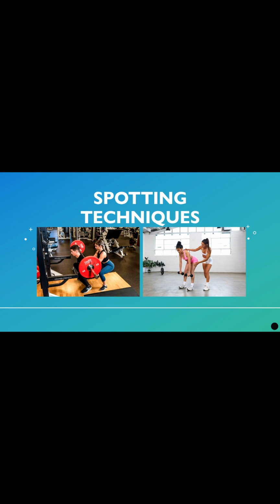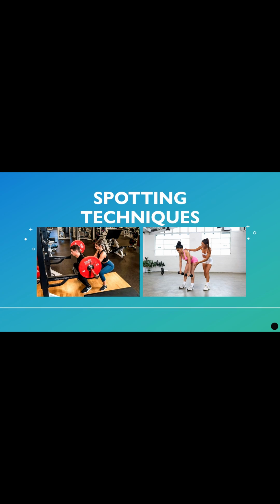In order to spot correctly, stand 2 to 3 feet behind the lifter, mirroring their movement. Place your arms under theirs to assist if they fail. If they fail, wrap your arms under their armpits to their chest/shoulders and guide them up. Do not grab the bar. This could be very dangerous.